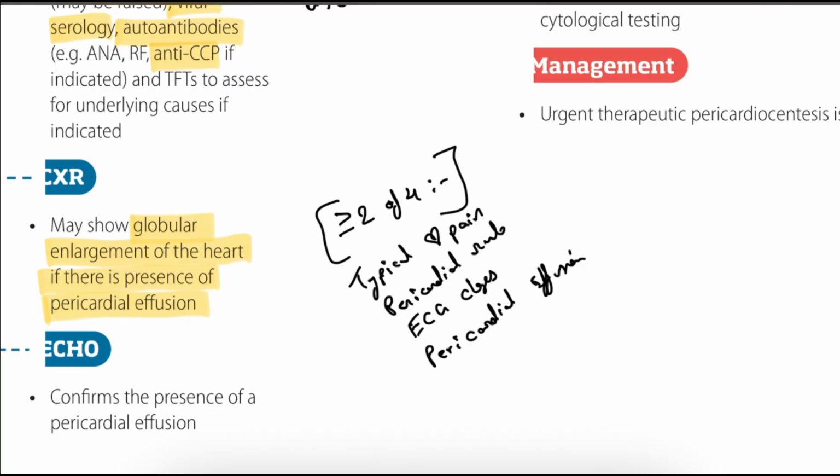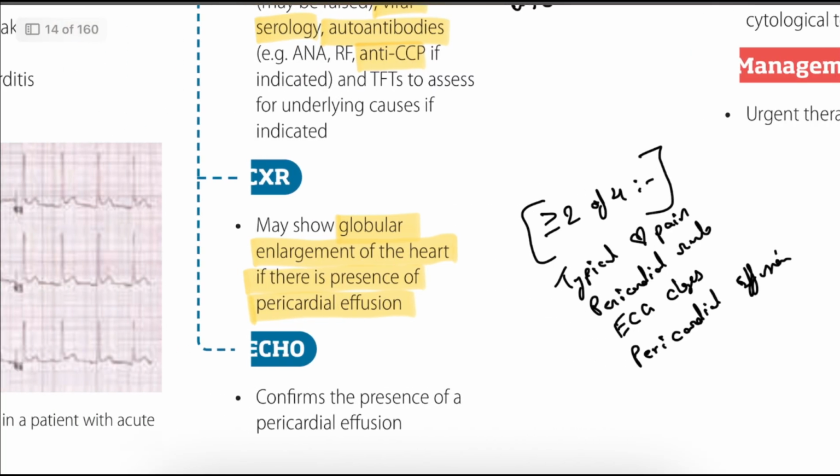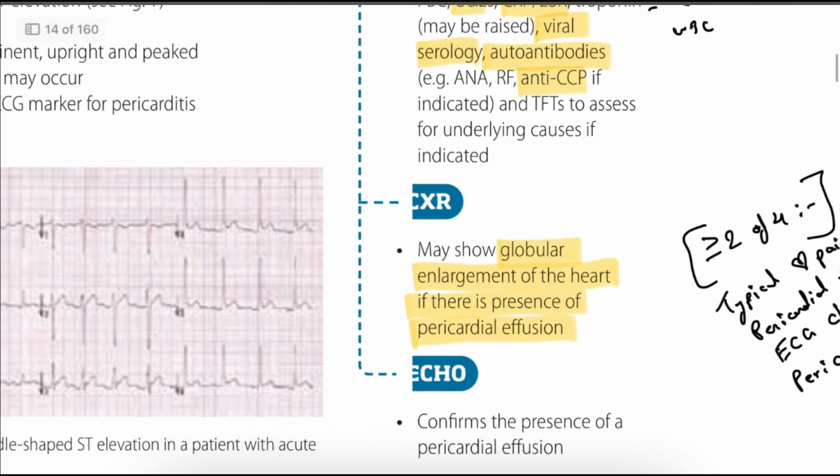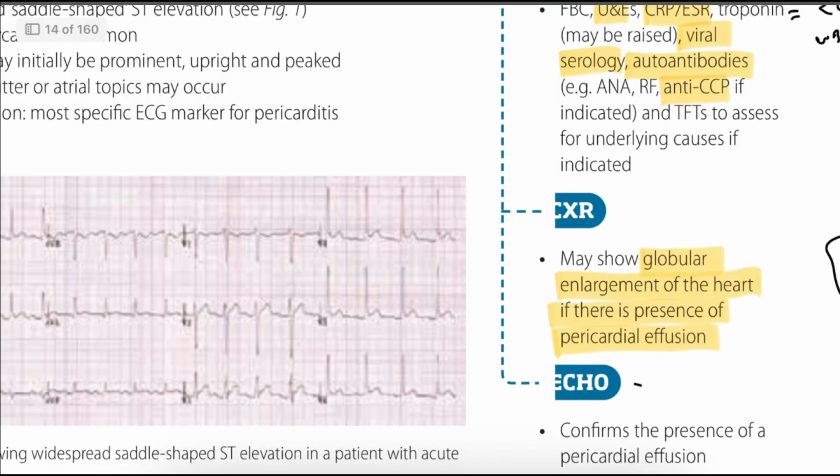So next we can see here that is high risk features, that is like admission criteria. We have to hospitalize if the patient has fever greater than 38 degrees and large effusion or cardiac tamponade, immunosuppression, and trauma or anticoagulation use we have to see.